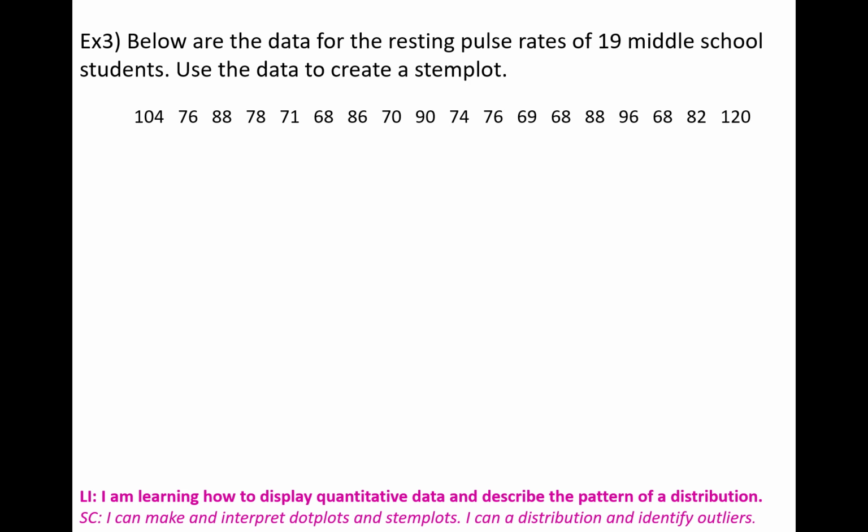Below are the data for the resting pulse rates of 19 middle school students. Use the data to create a stem plot. 1, 2, 3, 4, 5, 6. I think that this might only have 18.